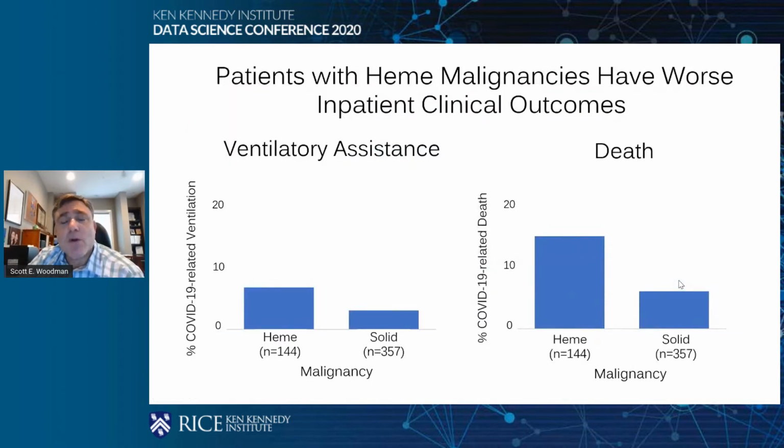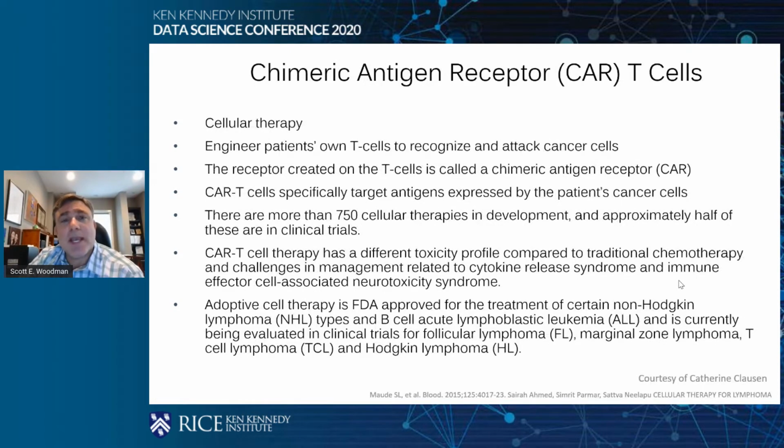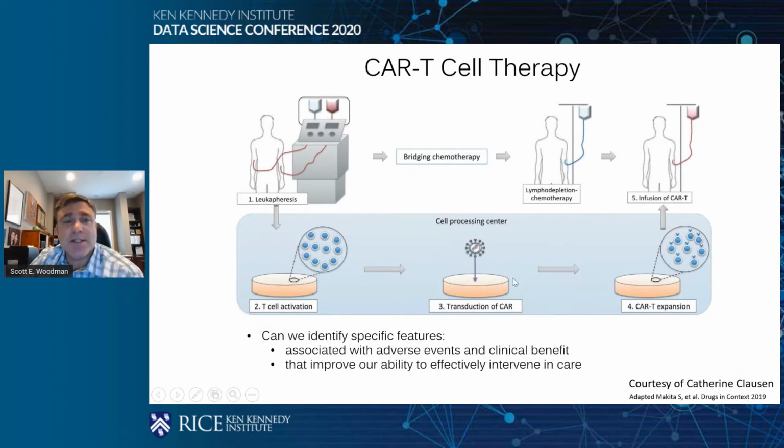Through this process, we've already identified that the heme malignancy patients are quite a bit more vulnerable and have worse inpatient clinical outcomes, both needing higher degrees of ventilation and, unfortunately, death compared to the solid tumor cohorts. And so the focus I want to put on today is one of the specific therapies that we give in the heme malignancies called CAR T-cell therapy. And I'm going to jump ahead so that I can just explain what it is.